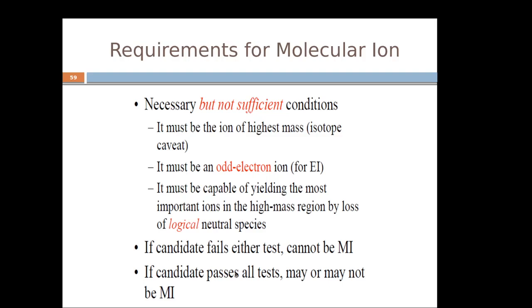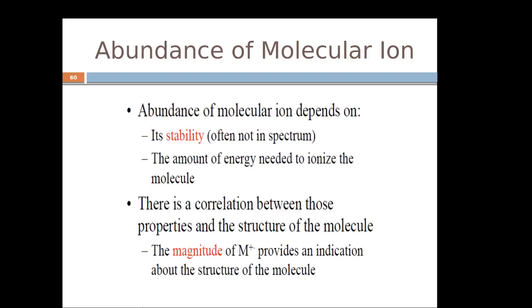But even if the fragment being formed passes all these tests, it may also happen that it is not the molecular ion peak. As we said, the intensity of the molecular ion peak depends upon the stability of the molecular ion and the energy that is input to form it. If it is too much, the molecular ion species will not be stable. And there is obviously a clear correlation between the properties and structure of the molecule and the magnitude of the intensity of the molecular ion peak.